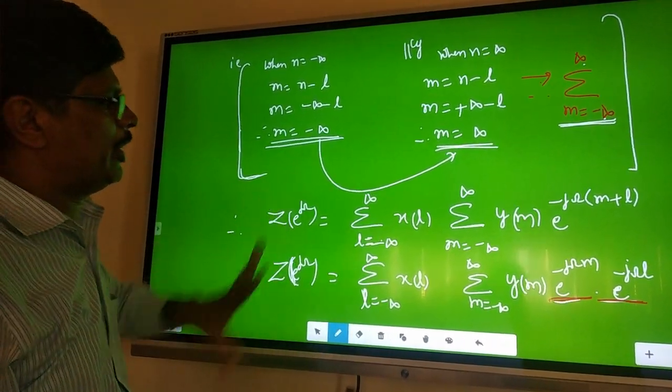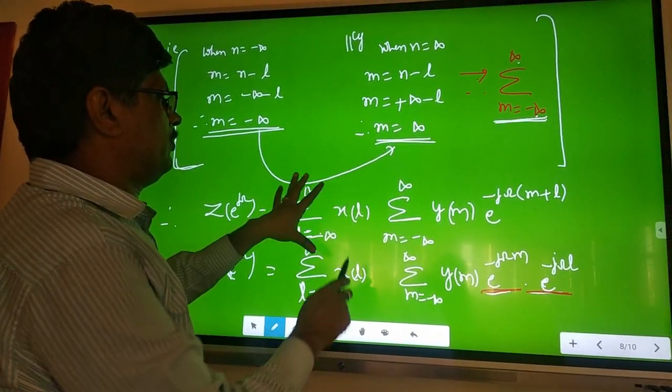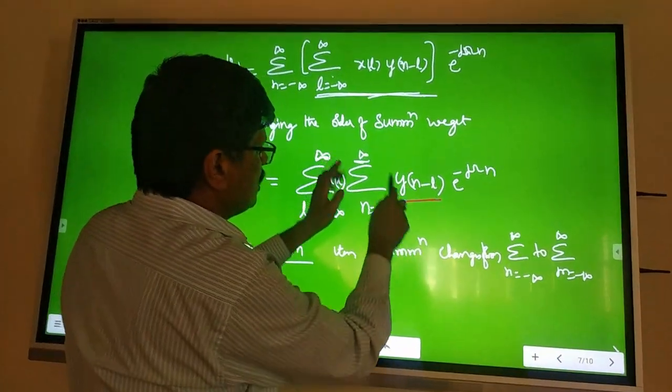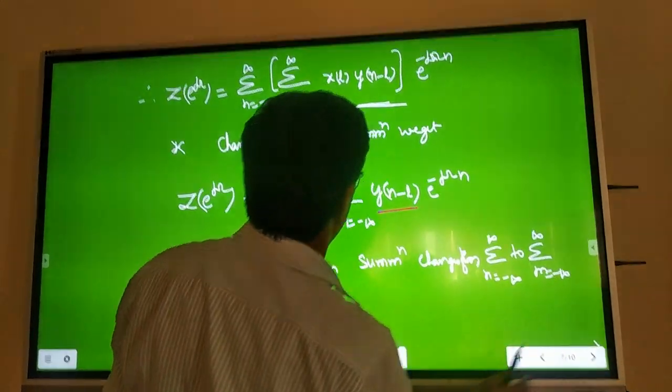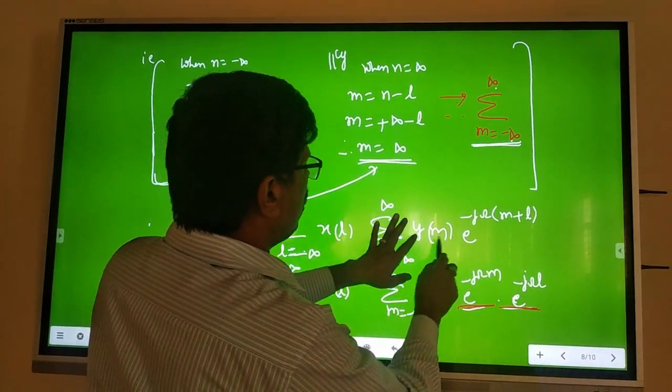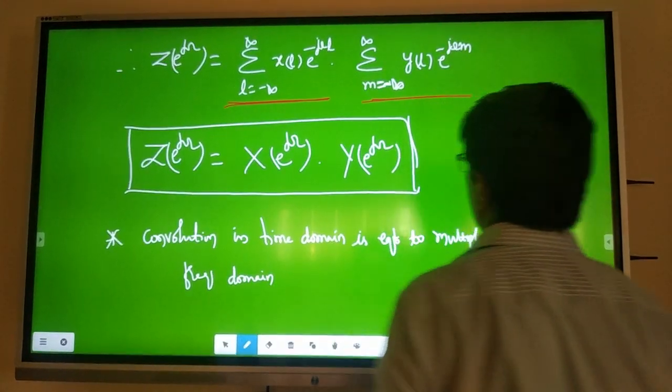Now, apply that. Z(e^jω) is equal to summation l equals minus infinity to plus infinity x[l]. This first summation is the same. This second one changes to this: summation m equals minus infinity to plus infinity y of, what is m?